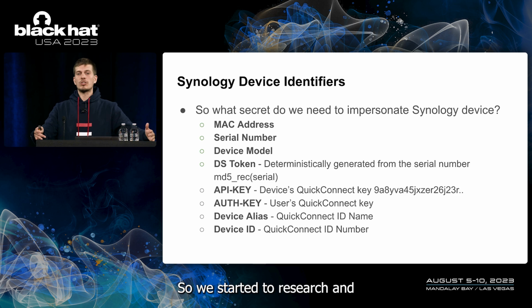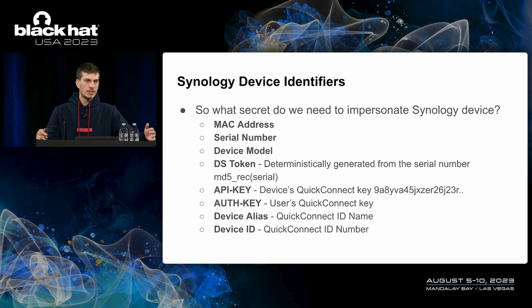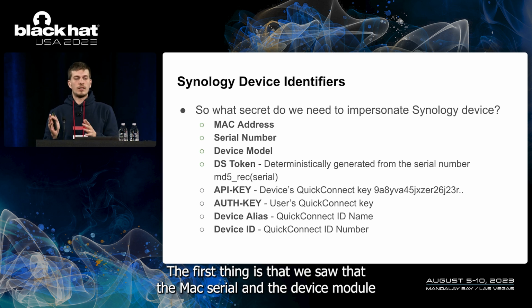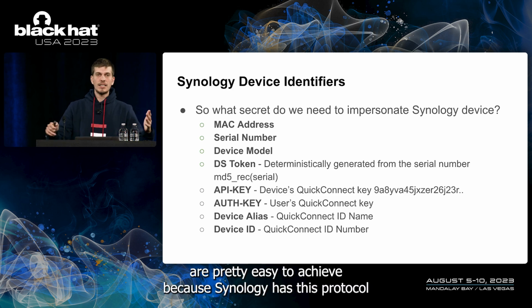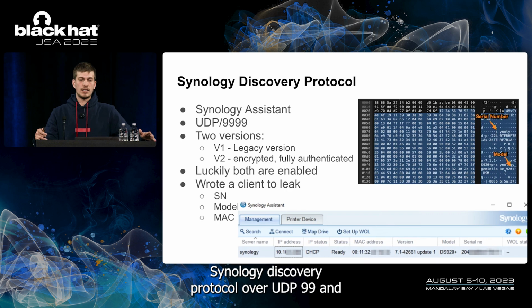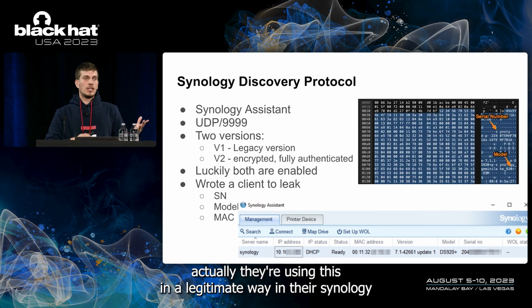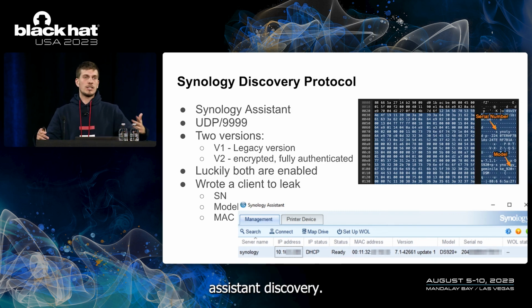So we started to research and we started to understand how we can leak these secrets or tokens. The first thing is that we saw that the MAC, serial, and device model are pretty easy to achieve, because Synology has this protocol, Synology Discovery Protocol over UDP 999. And actually, they're using this in a legitimate way in their Synology Assistant Discovery.